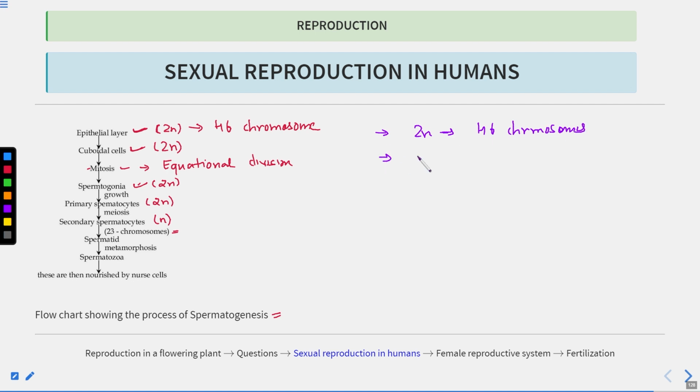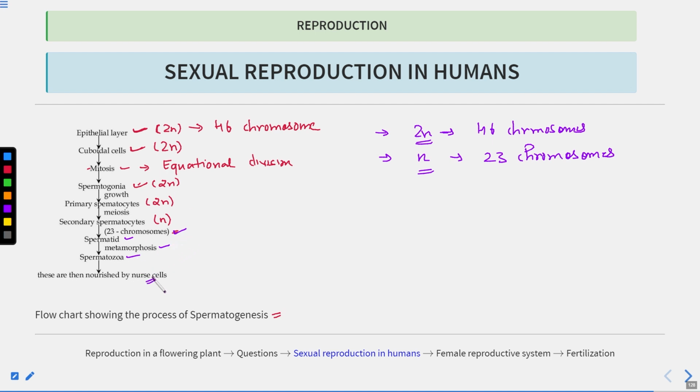Whereas if the cell is haploid, then it will contain 23 chromosomes. This is clear. So we can write here: secondary spermatocytes will be haploid, meaning they contain 23 chromosomes. Now the secondary spermatocytes first form spermatids, and the spermatids metamorphose into spermatozoa.